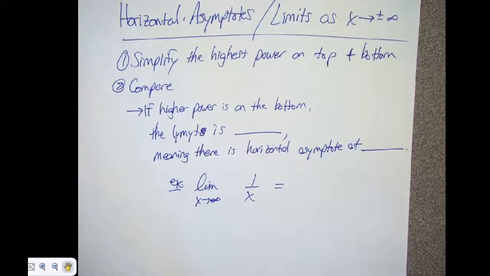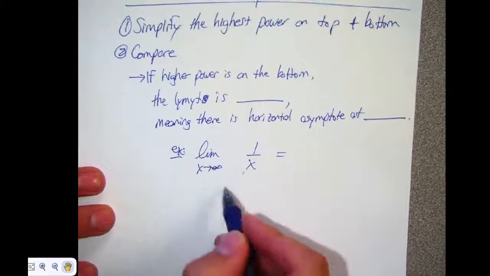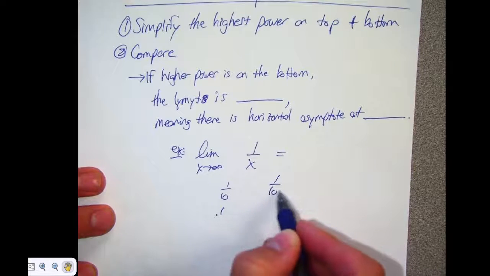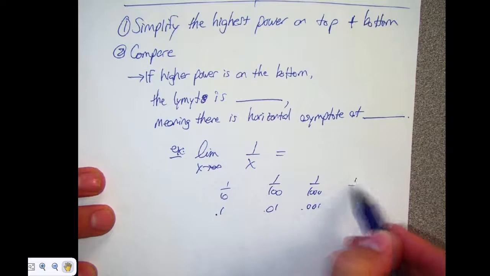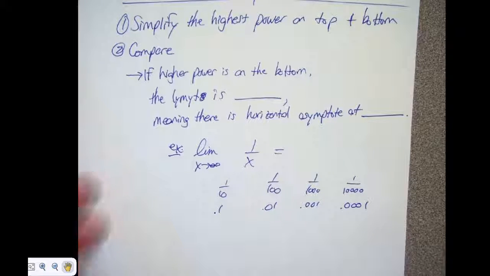So let's say that as x was going to infinity, I want to know what the limit is of 1 over x. Well, if I start slowly putting bigger and bigger numbers in there, what's 1 over 10? If I put 10 in for x, what's 1 over 10? 0.1. What's 1 over 100? 0.01. What's 1 over 1,000? 0.001. What's 1 over 10,000? 0.0001. And as that number I'm putting on the bottom keeps getting bigger and bigger, what happens to the overall value? It gets smaller and smaller and smaller.